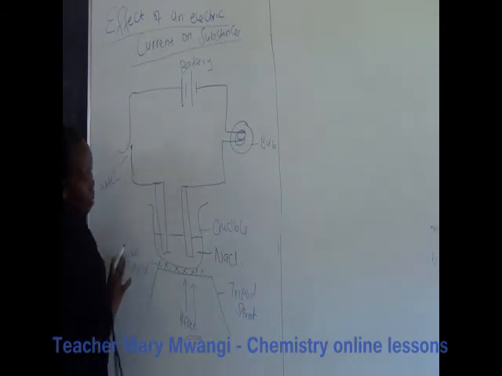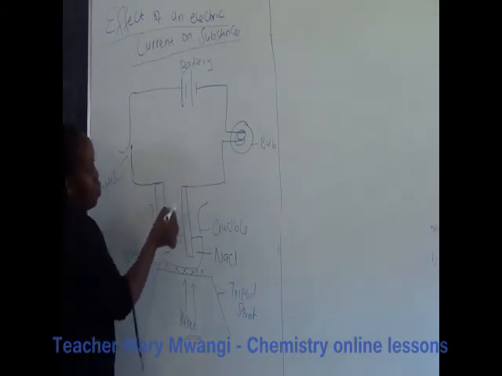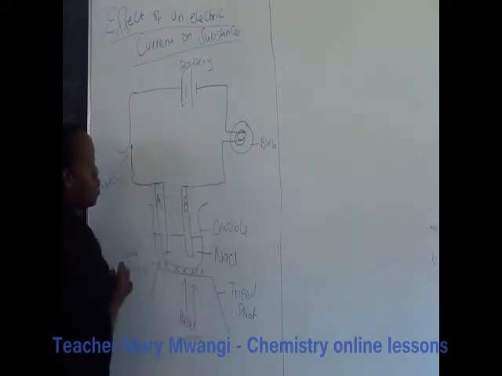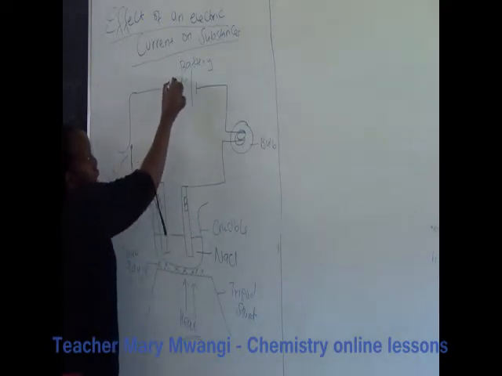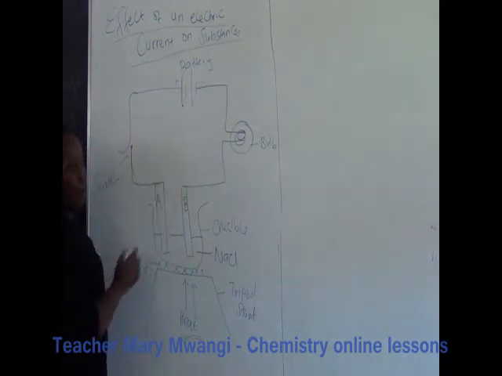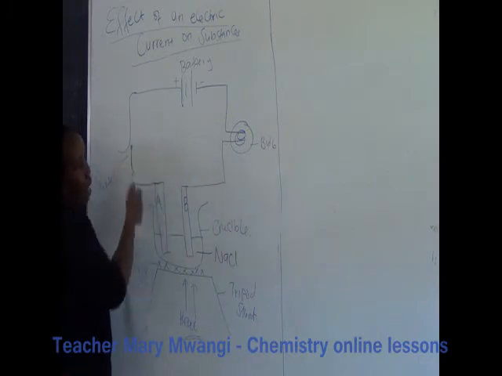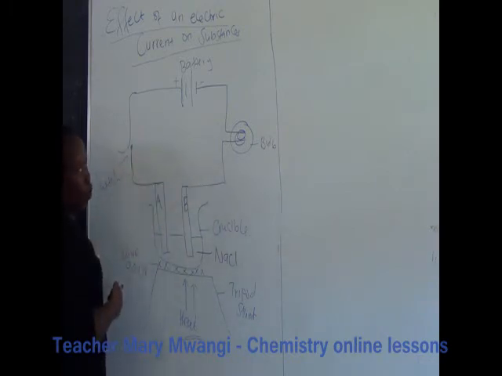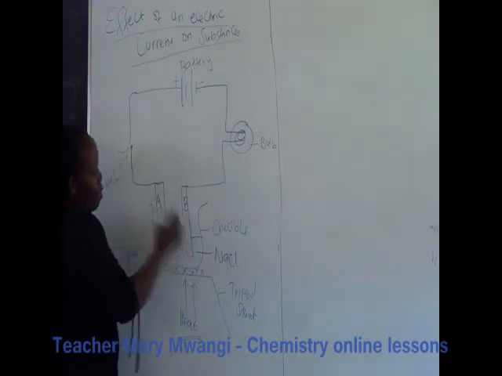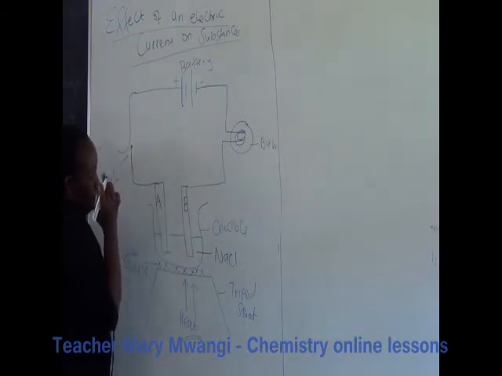Now, in this setup, we've introduced two rods here. We can call this one rod A, and this one rod B. Remember, we have a set of batteries here. The battery is the one that allows the electrons to flow. It gives us the completion of the circuit. So we have got A and B.